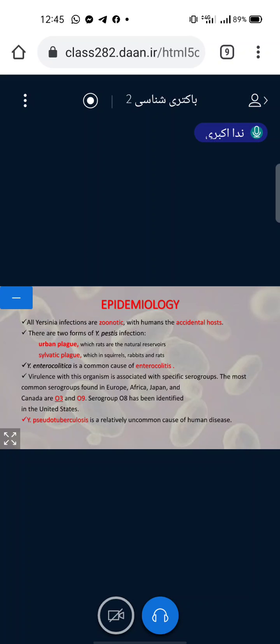When bacteria enter the blood of a rat, and a flea bites the rat, bacteria enter the blood and digestive system of the flea. After the bacteria replicate in the flea gut, the organisms can be transferred to another rodent or to a human. Urban plague has been eliminated from most communities by effective control of rats or better hygiene.